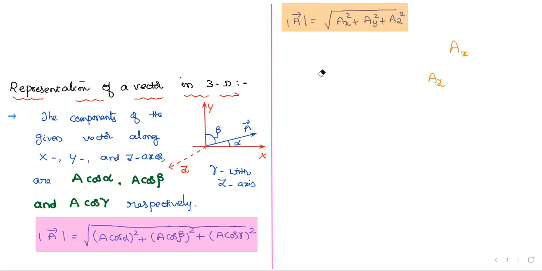Then coming to here. Look at this pink color box. I write by squaring on both sides, Nana. That implies mod A bar square. Of course, from this box, it is very easy to say ax square plus ay square plus az square. But from the pink color box, I write here a square cos square alpha plus a square cos square beta plus a square cos square gamma.